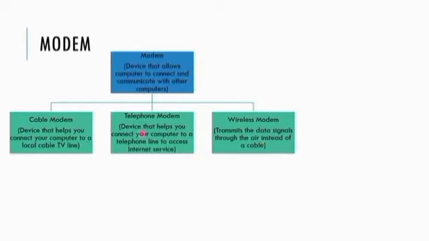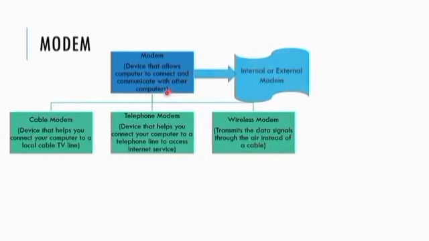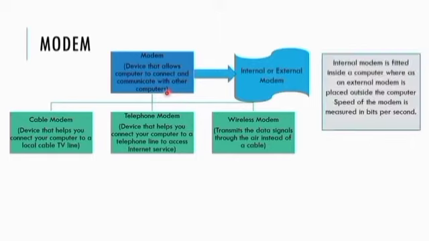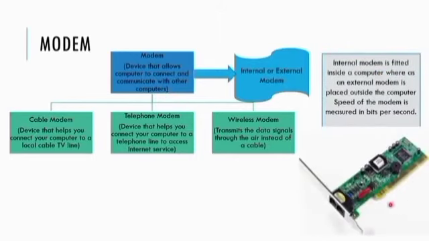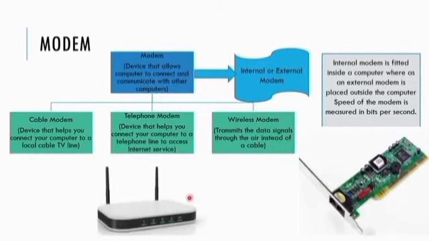So a modem is a device that allows your computer to connect and communicate with other computers. Now a modem can be of two types: internal modem and external modem. An internal modem is fitted inside a computer, whereas an external modem is placed outside the computer. As you can see in the image, this is the internal modem. The external modem is placed outside the computer, as you can see in the image below.